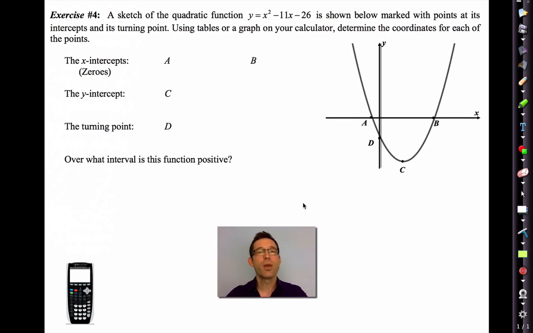All right. Well, what I'd like you to do is play around with this. Put it into your calculator, graph it, look at the table, etc., and see if you can come up with the coordinates for all 4 of those points. Pause the video now.